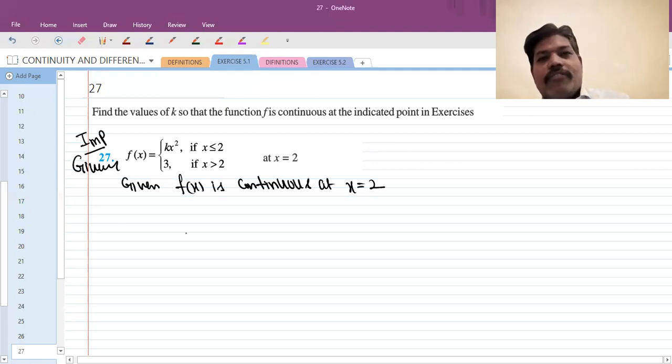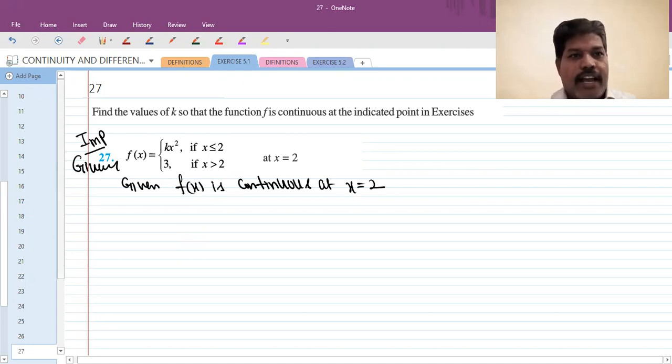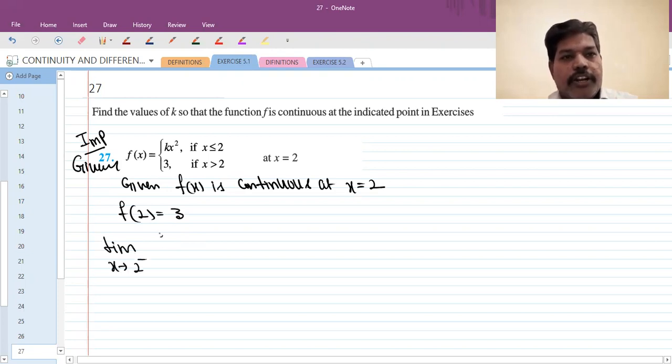So automatically f of x is continuous at x equal to 2, meaning f of 2 is defined. So first I will calculate f of 2. F of 2 is equal to 3. And I will also calculate the left hand limit: limit x tending to 2 minus f of x, meaning x less than 2. In that case f of x will become kx square.